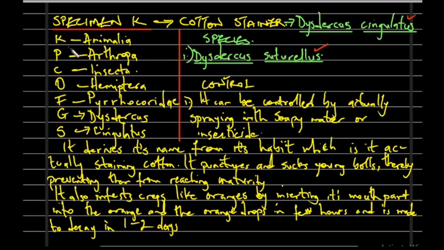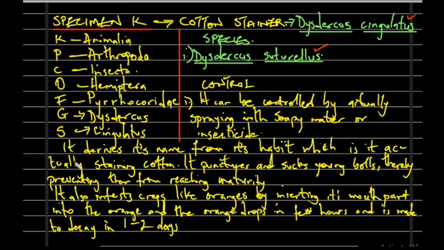Now, looking at the classification, we have the kingdom Animalia, then the phylum, which is Arthropoda. Sorry, this is supposed to be Arthropoda here. Then we have the class to be Insecta, the order Hemiptera, and the family Pyrrhocoridae. The genus is Dysdercus, as well as the species being singulatus. So we have so many of them, like another species, Dysdercus suturellus.